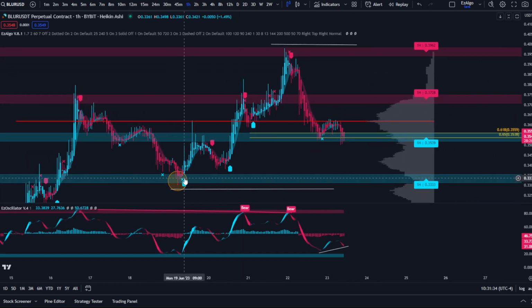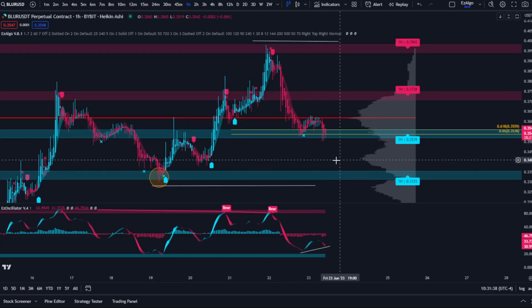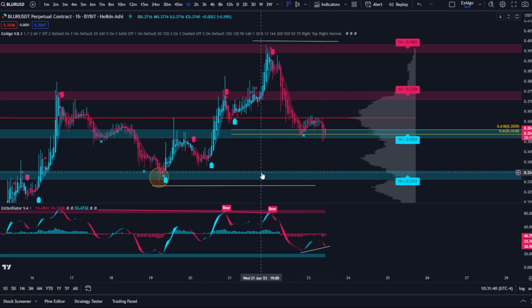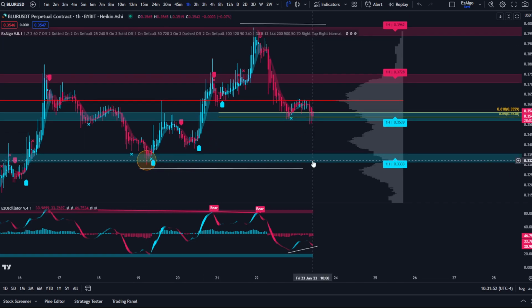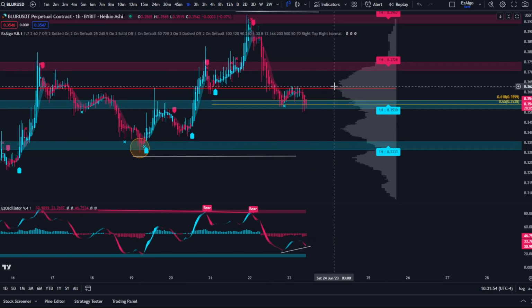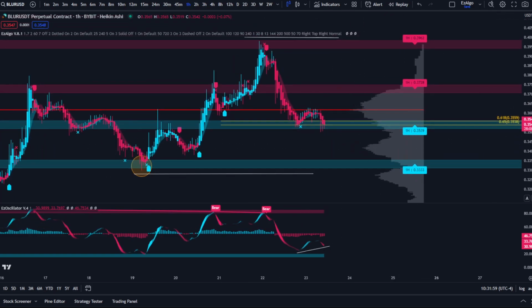Now, as long as we hold this structure, longs are valid. So even though price can come down to this lower support zone on the 1 hour time frame, we are still bullish until we close below this level. After we close below this level right here, then we've successfully shifted market structure to the downside, and you can look for short trades on a retrace. But for now, we're still looking at long positions.